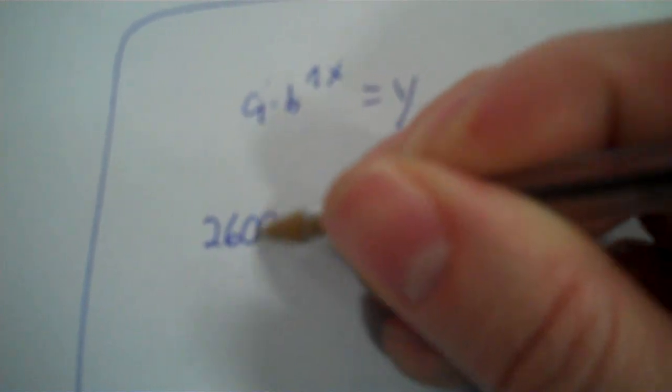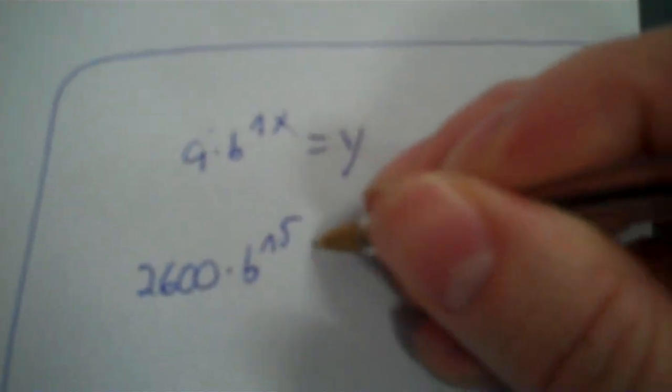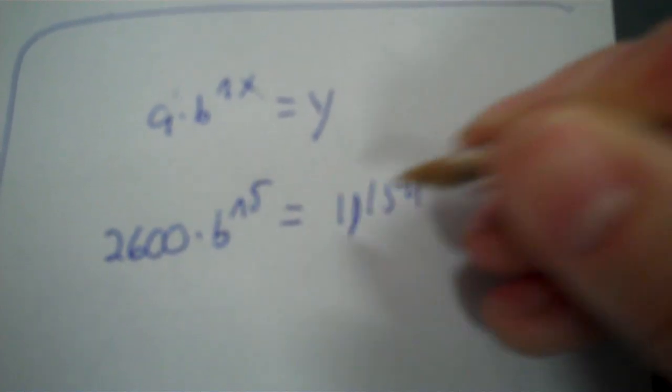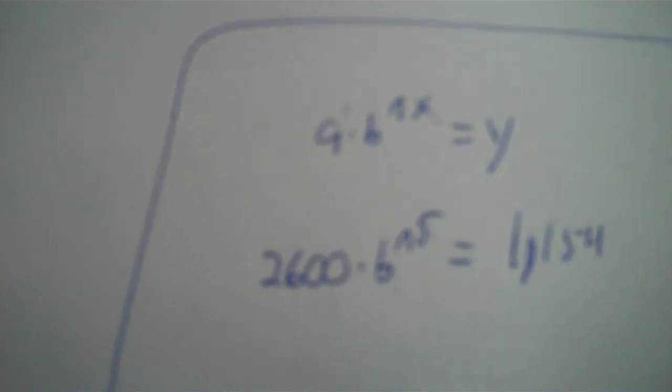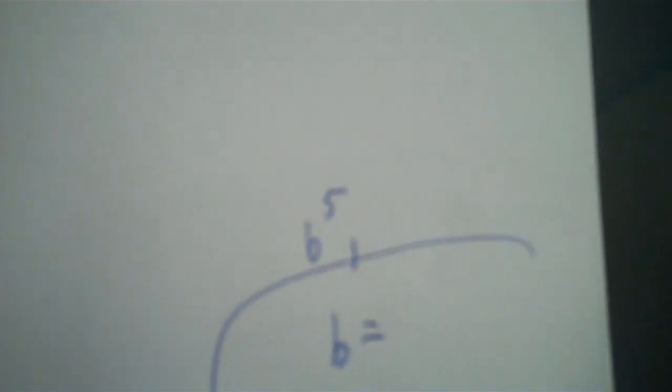So now we put those known values into the equation. 2,600 times B to the power, not of X, because we know X is a 5. And the Y is 1,154. Okay, so I might be solving for B, but B is to a power, but it's not in the power. So no COB here, okay? Now, it's just B to the 5th. It's the only power it's to, so you use the linear properties.